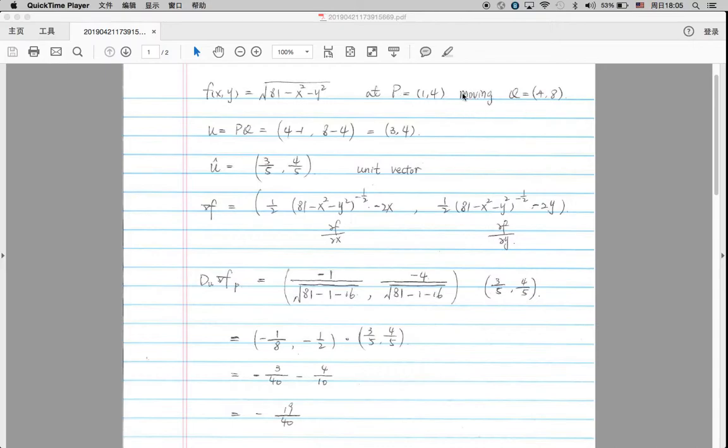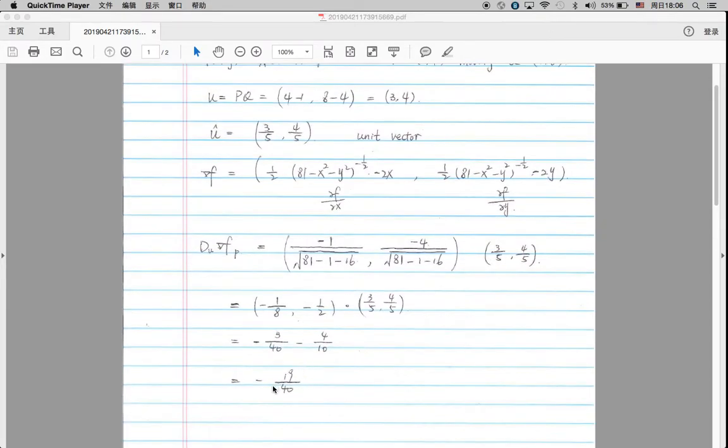Moving from P to Q just gives us a direction, but we are still trying to figure out the gradient at the point P. So we plug in the coordinates for P, 1 and 4, into this gradient, while multiplying by the unit vector pointing from P to Q. This will give us the directional derivative.